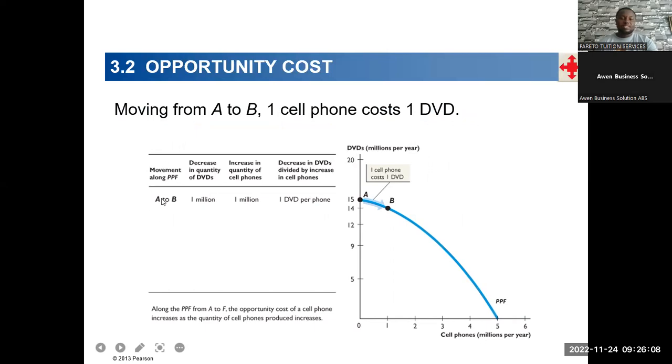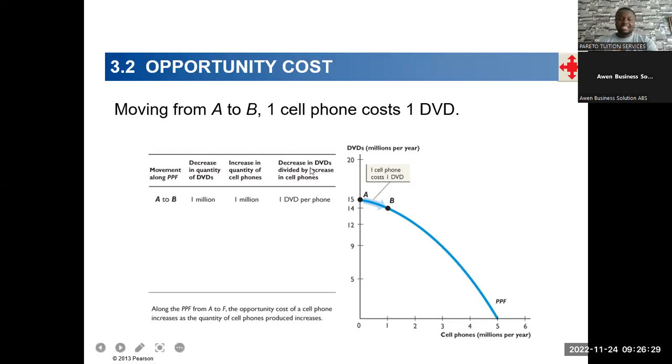The first column is about the movement across the possibilities. This one is the decrease in the DVD. So as we are producing more of cell phones, remember we have to sacrifice some units of DVDs. And then this one is talking about the increase in the quantity of cell phones because we want to produce more. There will be an increase.